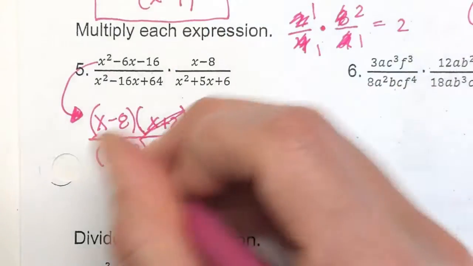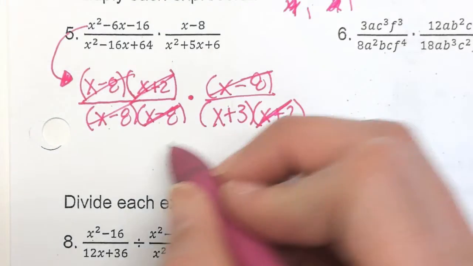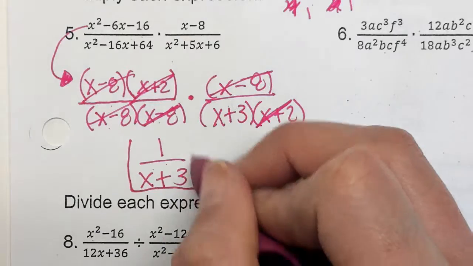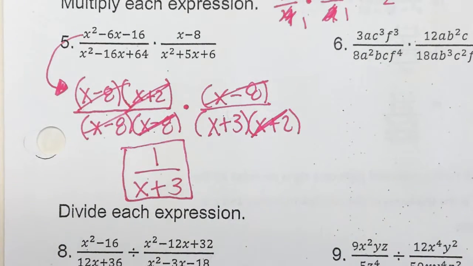X. Good. Looking up and down here. Okay, so what's left on top? That's 1. Good. On bottom? That's x plus 3. Very good. Questions about that?